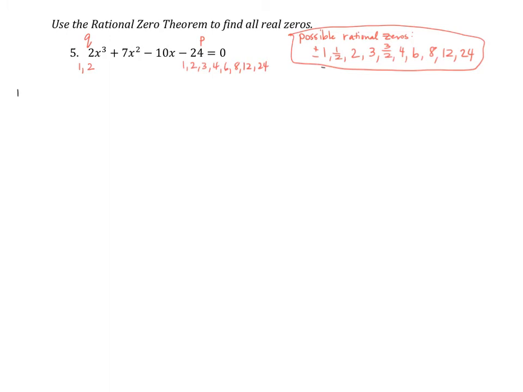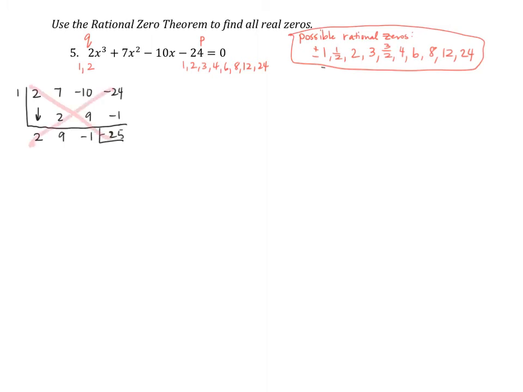So 1, I'm not missing any terms, so my coefficients are 2, 7, -10, and -24. So I'm going to bring down the 2, multiply and get 2, add and get 9. Multiply and get 9, add and get -1. Multiply and get -1, add and get -25. Okay, the remainder is not 0, so this does not work.